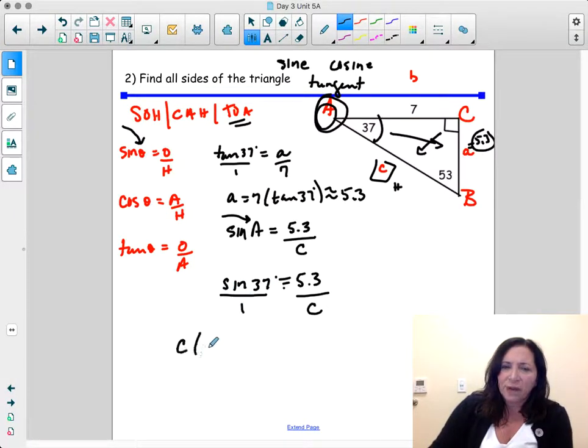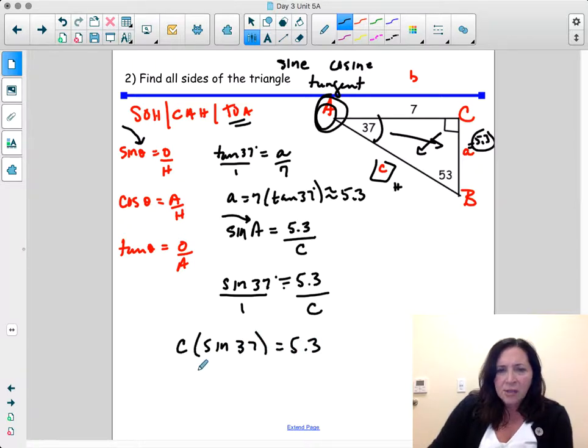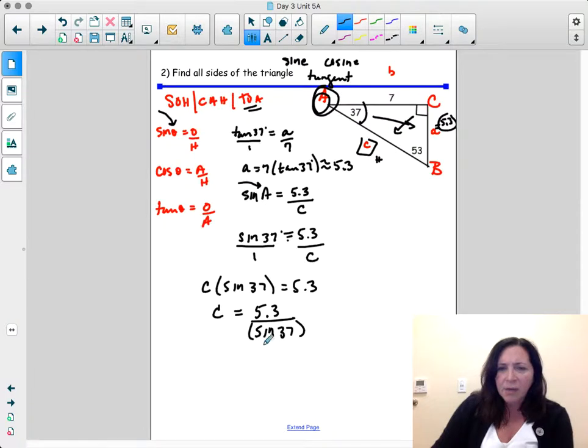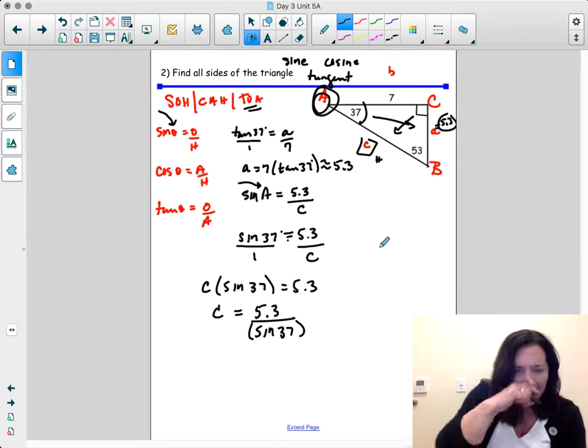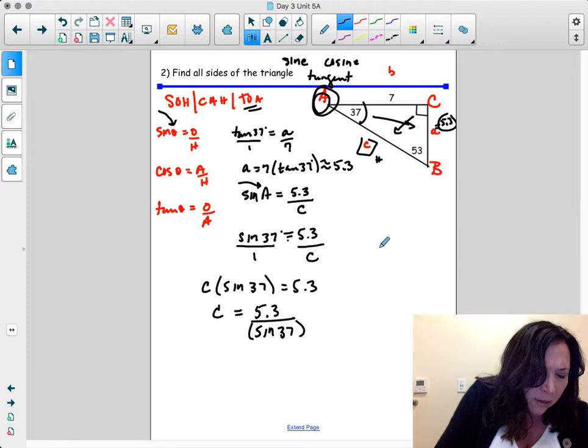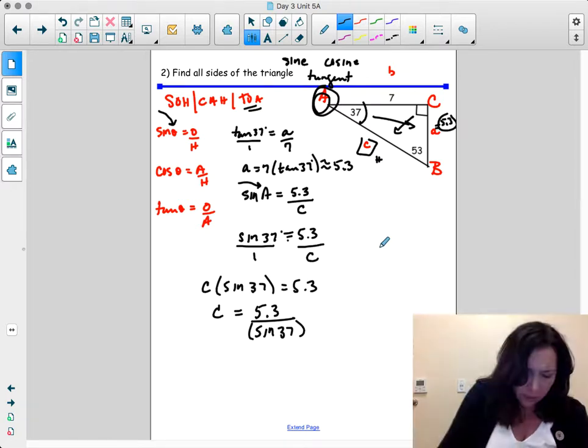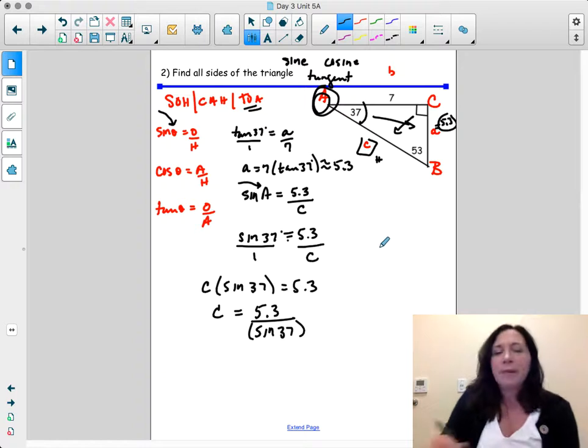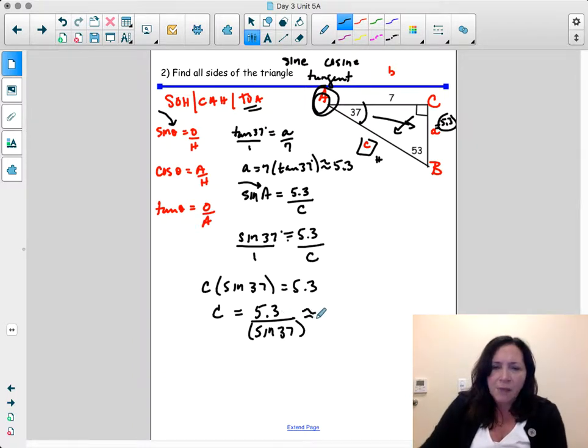So I'm going to go C times sine of 37 is equal to 5.3. So C is equal to 5.3 divided by whatever sine of 37 is. And that's a quantity. Keep that in parentheses. So if I were doing this, I'd go 5.3 divided by, say, parenthesis, whatever sine of 37 is. And I'm going to go enter. I've got 8.8. So C is approximately 8.8.